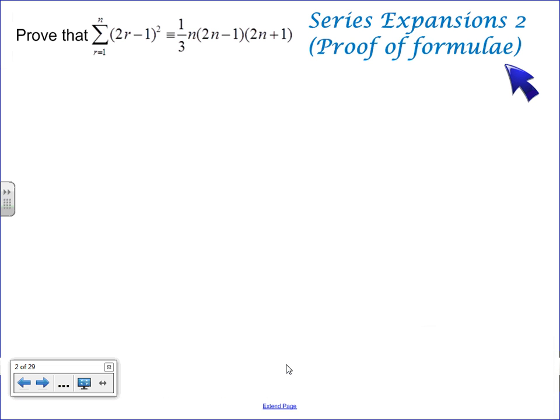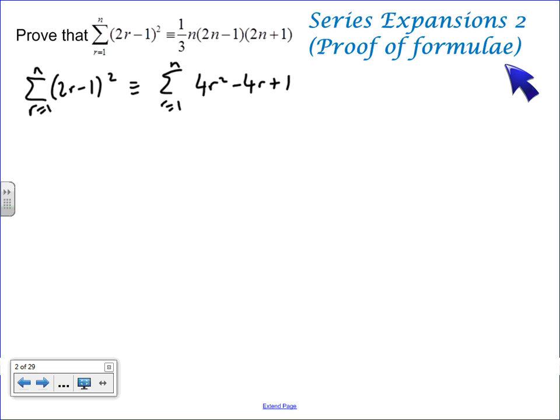Okay, so we've got 4 standard formulae that you've learned, and we're going to use the 4 standard formulae to prove a whole new formula, which is shown here. So we're going to start with the left-hand side, which is this, (2r minus 1) all squared. And the first step is to pull that apart. So we're going to multiply out the brackets, and get 4r squared minus 4r plus 1.